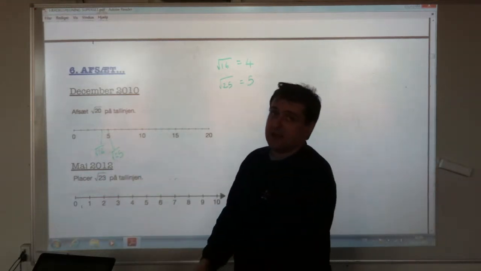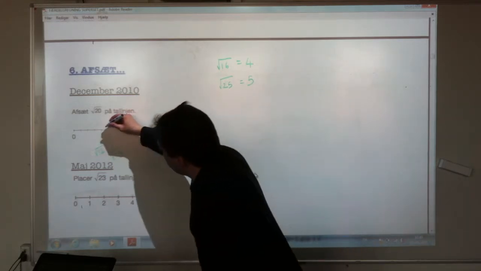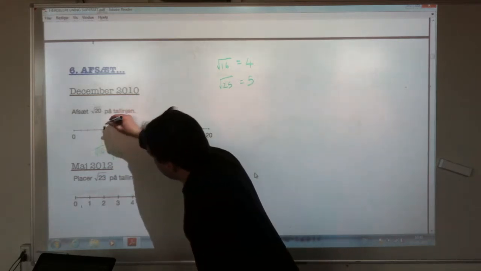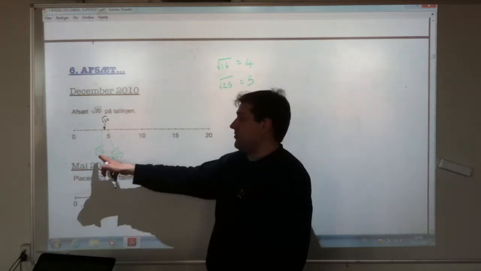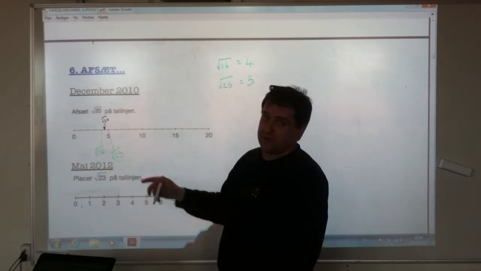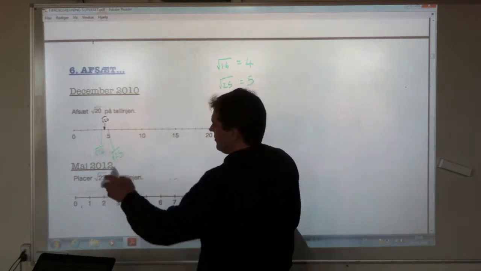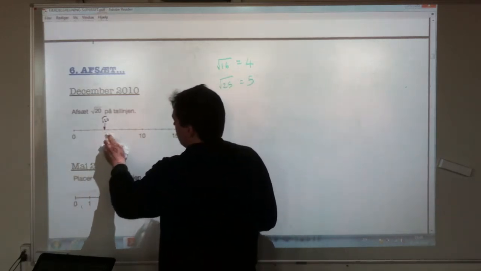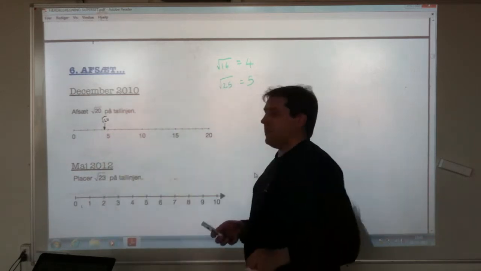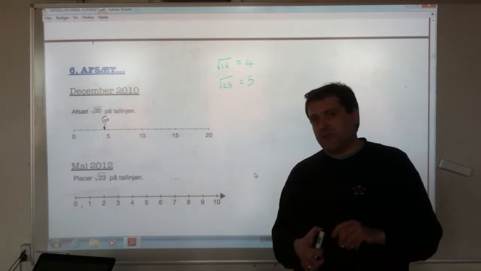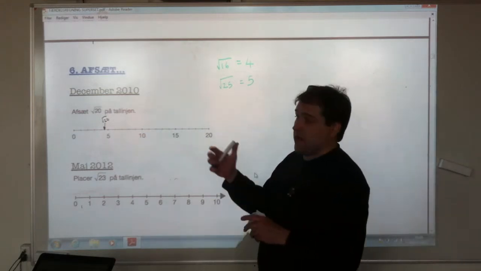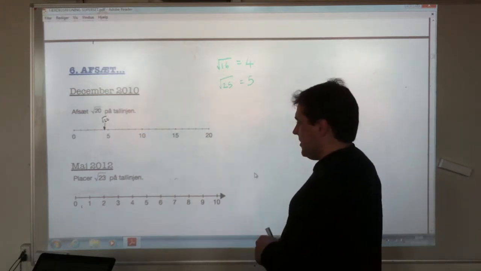And then somewhere between those two is the square root of 20. The square root of 20 must be between the square root of 16 and the square root of 25. So you get the mark just for a little arrow between the correct two numbers and label it with what it's supposed to be, square root of 20 in this case.